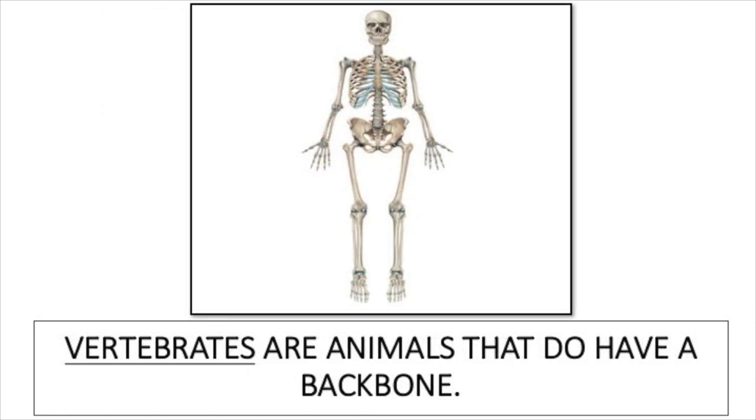And now, onto the type of animals that have backbones. Yes, and a good example for us to use, what type of animal is this a skeleton of? People. And you can see here, the big main bone that's going here is the backbone, known as the vertebrate. Vertebrates are animals that do have a backbone.